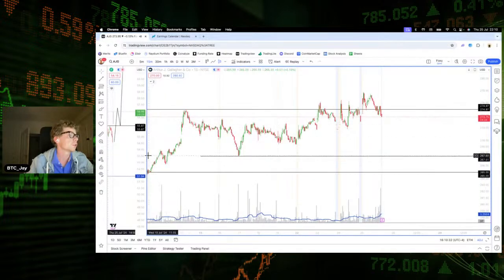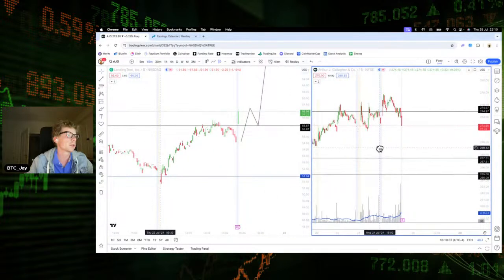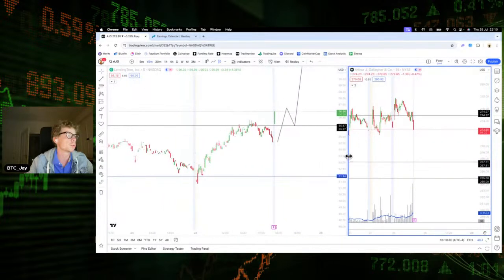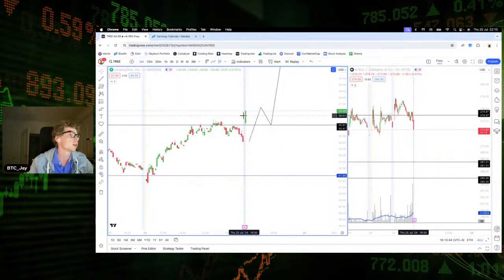Let's see. LendingTree now seems to get moving. So actually, we'll just focus on these two for now. LendingTree apparently does have their earnings, otherwise we would probably not see a spike in volatility like that.